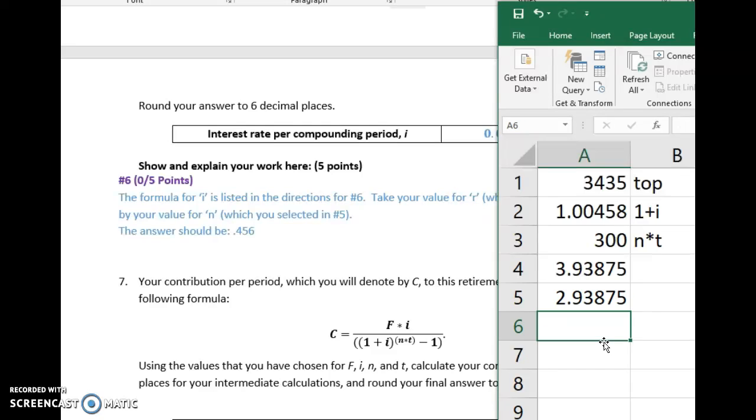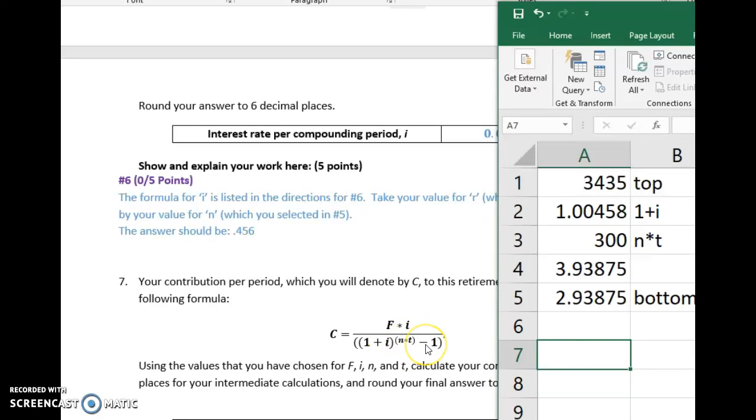So I'm going to take that answer, 2.93875 and do -1. And if I was actually working this on my own, I would use cell reference to make sure I don't type anything incorrectly. I can do A4 -1 and you get that same answer. All right, so this is the bottom now. So I have the top part and I have the bottom, and that's the fraction.